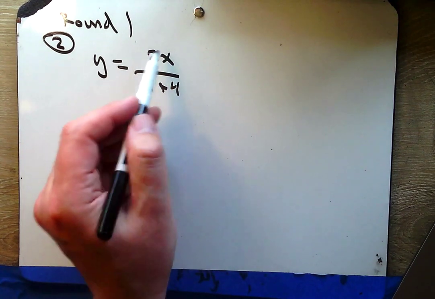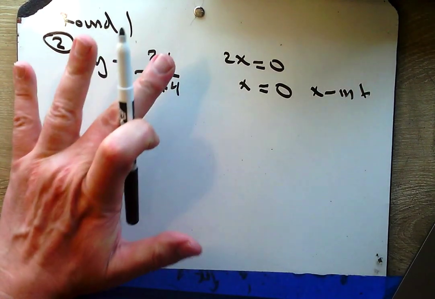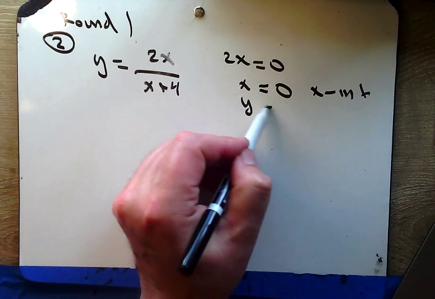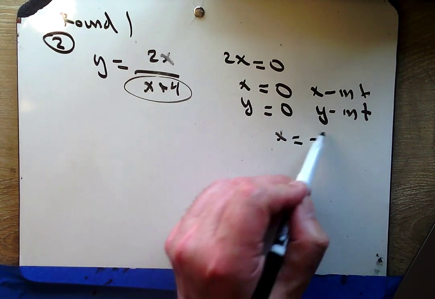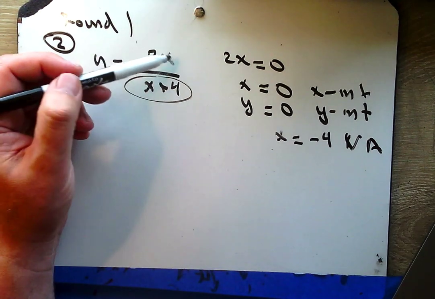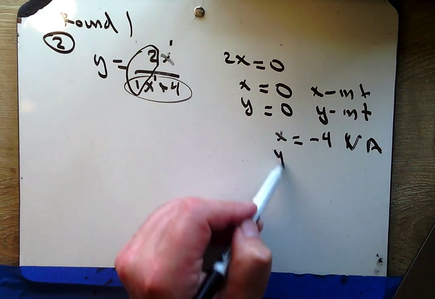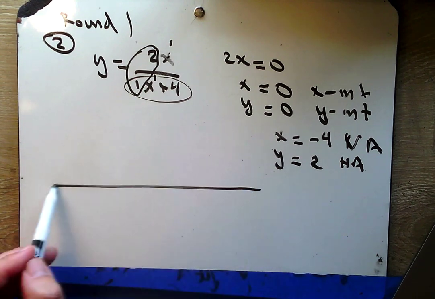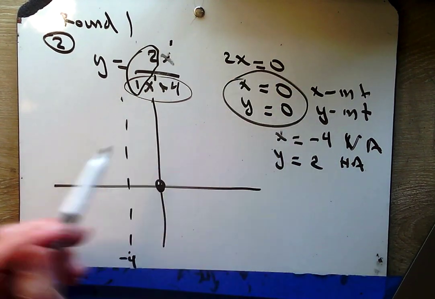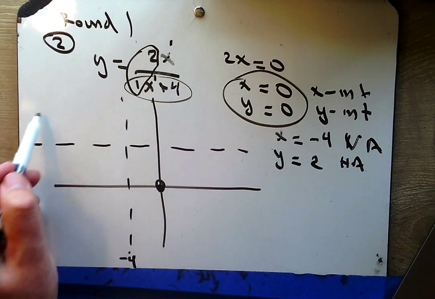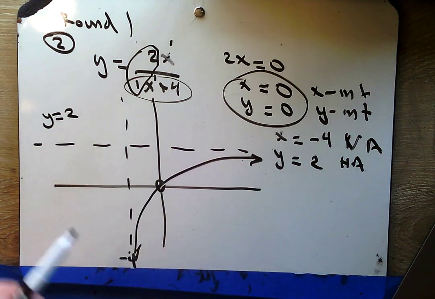All right, so we see that 2x equals 0 means x equals 0 is our x-intercept. And when I cover up all the x's, I get 0 over 4. So I know my y-intercept is also 0. I see there's only one vertical asymptote at x equals -4. And my horizontal asymptote, because the degree of the top and the degree of the bottom are the same, I'm going to look at the ratio of leading coefficients. So y equals 2 is the horizontal asymptote. So we've got this vertical asymptote over here at -4. We're passing through the origin because of this, and a horizontal asymptote at y equals 2. So from this point, I'm going to bend to that asymptote and bend to that asymptote.